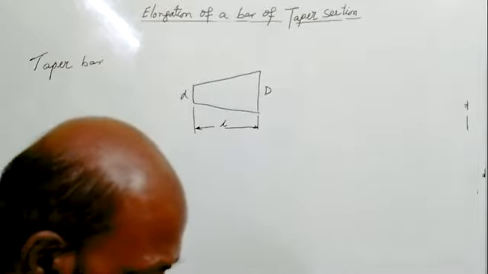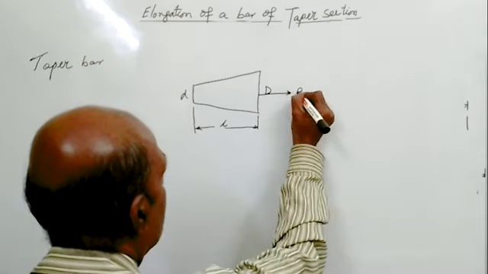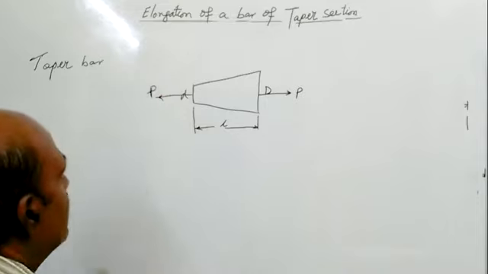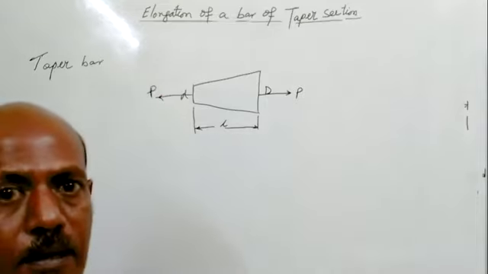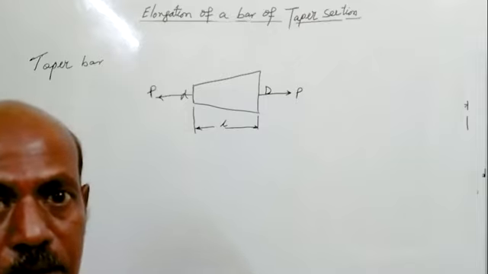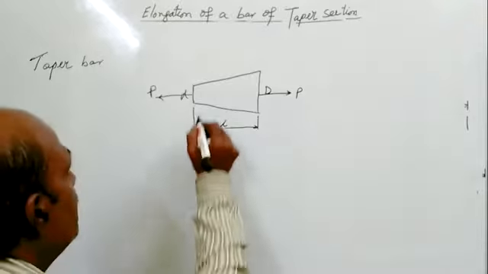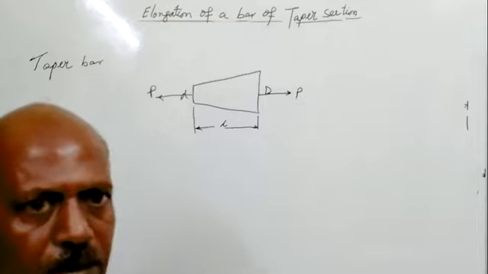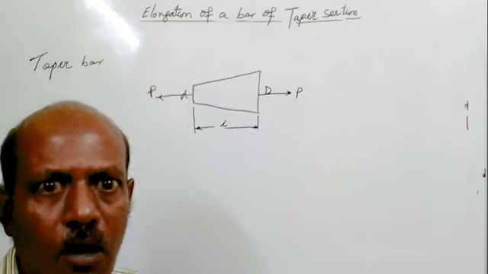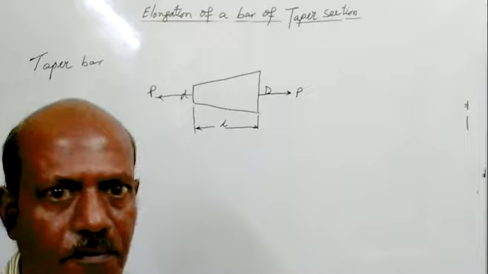Now, how to find the deformation of this bar? This bar is under load, say a tensile load P is acting over the bar, and the diameter of the bar increases from small d to capital D. So that means at every point, what is taper? We should know taper. A gradually increasing or decreasing bar is known as a taper or taper bar.